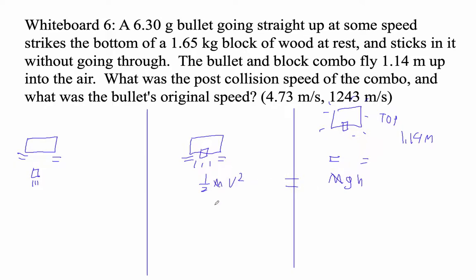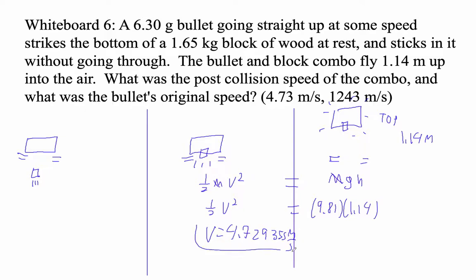The masses cancel, so I've got 1/2 v squared equals 9.81 times our height, 1.14. Square root of 2 times 9.81 times 1.14. I get 4.729355, approximately. We got that part right. This is good. I have a feeling we're going to get this one right too.